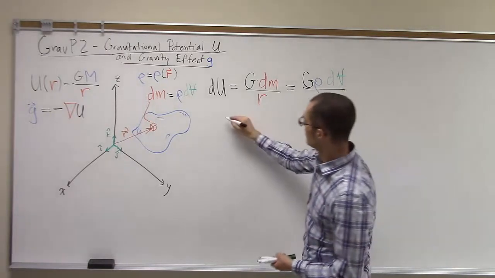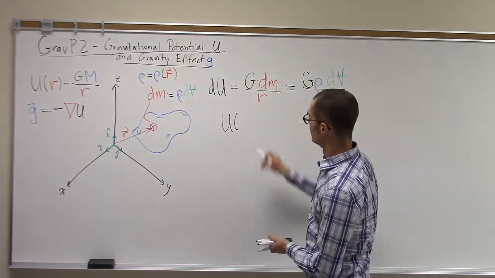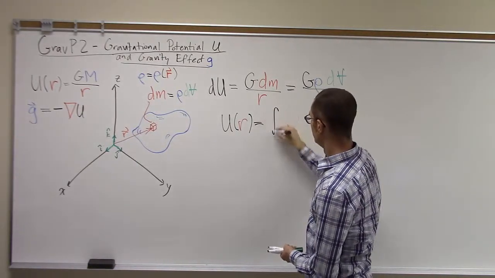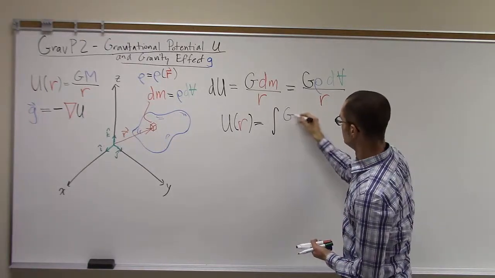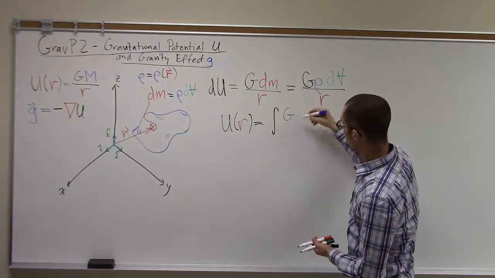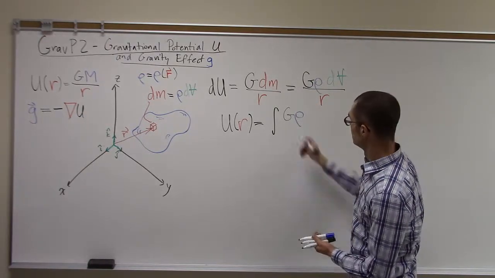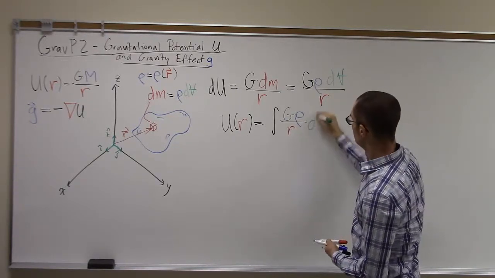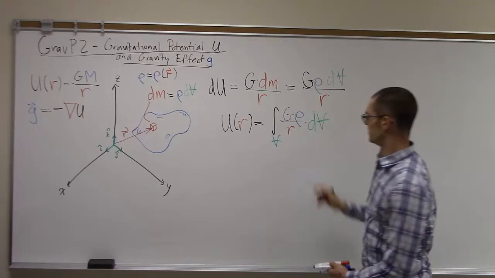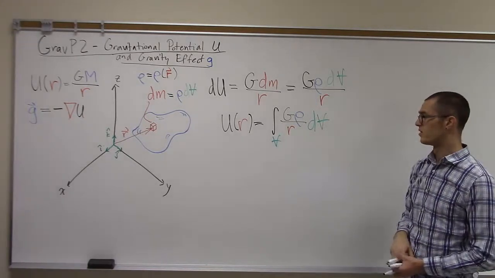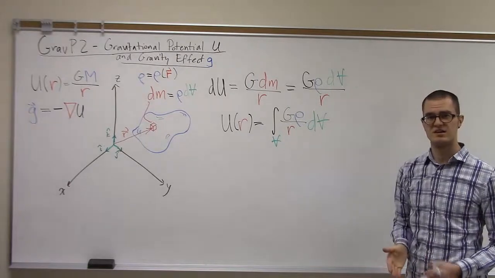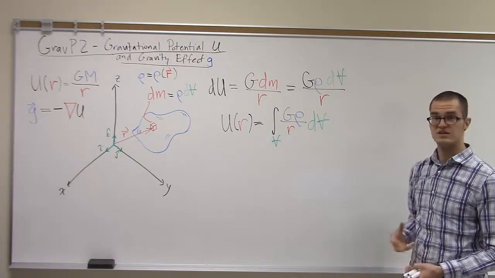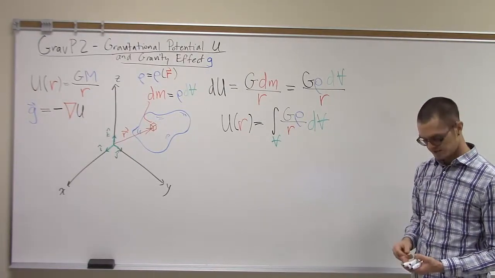We can say that U as a function of r is equal to the integral of G rho over r dV. And we assume that we have rho a priori as a function of position. It might be constant, it might vary, but we assume that we know it. And for every point, we can calculate what the value of r is. So we need to integrate this expression over the whole volume.